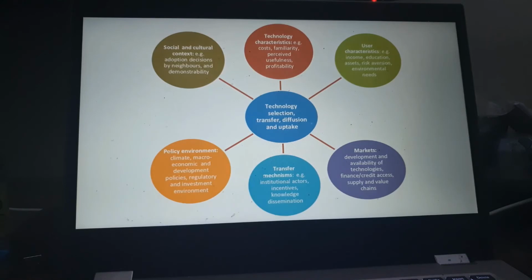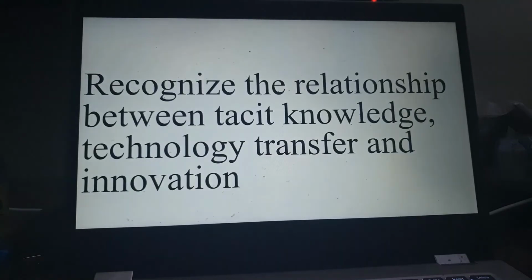So we may want to see that if Japan is transferring to the USA, the method might be different from Japan transferring to Kenya. South Africa transferring to Zambia will also differ. All those factors, even the geographical location, will have an influence on the method and even the rules of transfer.